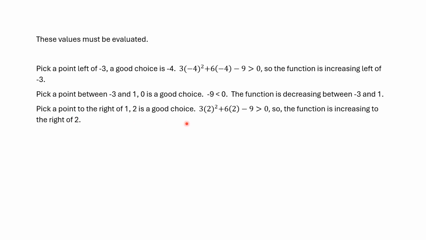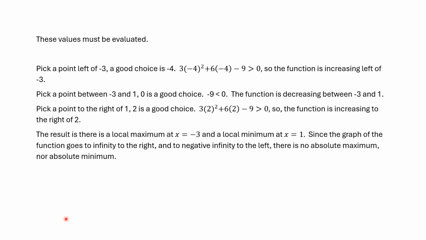And now we'll pick to the right of 1. We'll pick 2, relatively small number. And we'll get 3 times 4, 12, plus 6 times 2, another 12, 24, minus 9. That's positive. That's all we care about. So the function is increasing to the right of 0. So our function is increasing, decreasing, increasing again.